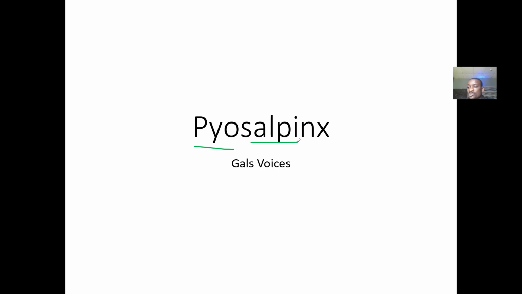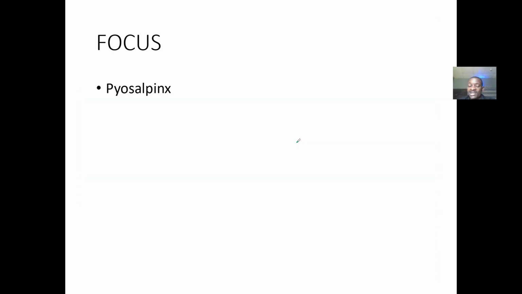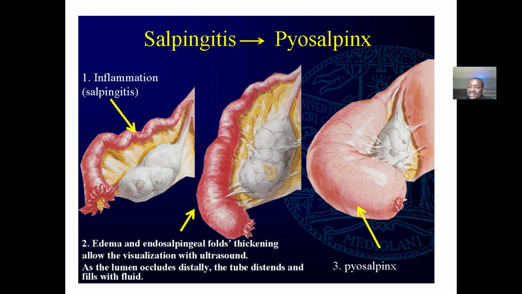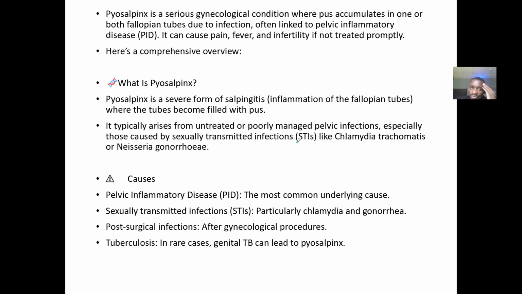Salpinx is a trumpet. Okay, trumpet is another name for fallopian tube, because the fallopian tube looks straight, then the curved ovary side looks like a trumpet. Do you understand? So it's salpinx, right? There's inflammation of the fallopian tube. You say salpingitis. Do you understand? So pyosalpinx is just simply pus accumulating in the fallopian tubes, mostly due to infections.